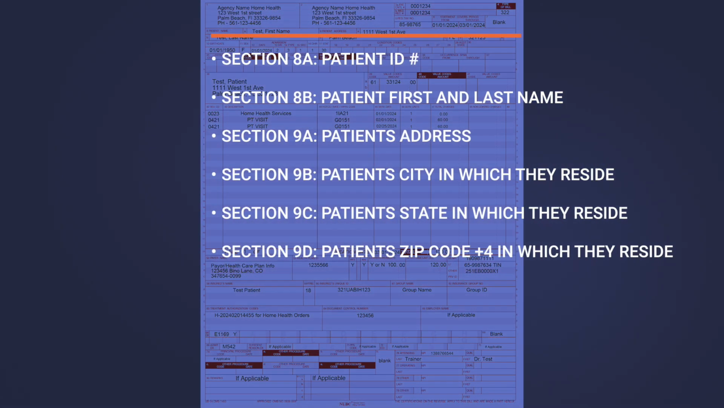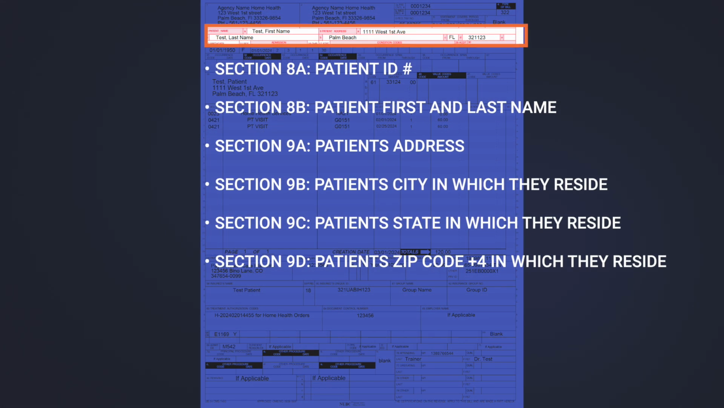Section 8A is the patient ID number. Section 8B is the patient's first and last name. Section 9A is the patient's address. Section 9B is the patient's city in which they reside. Section 9C is the patient's state in which they reside. Section 9D is the patient's zip code +4 in which they reside.